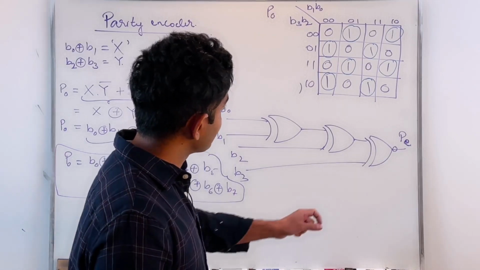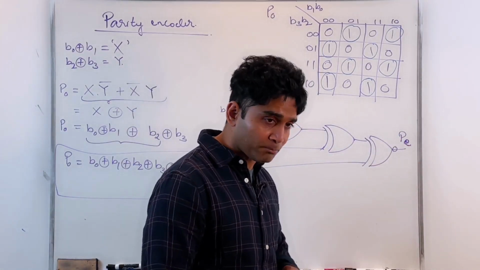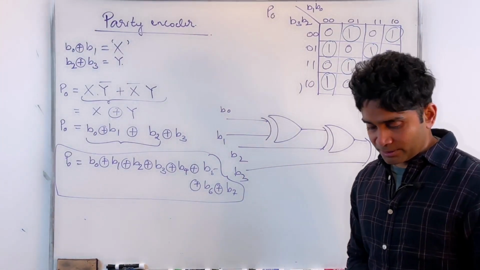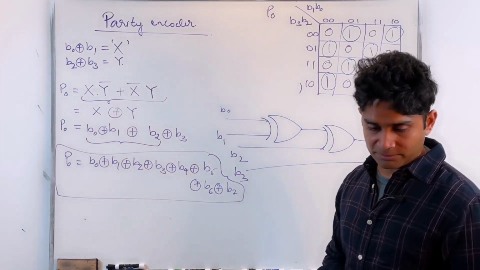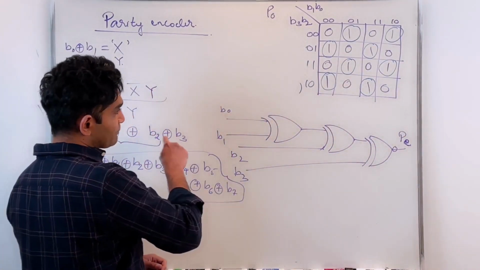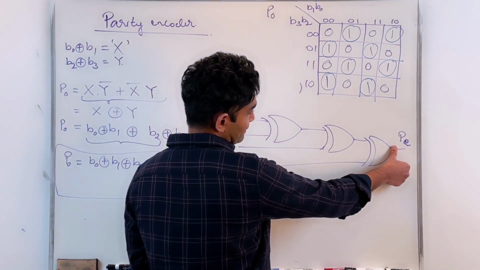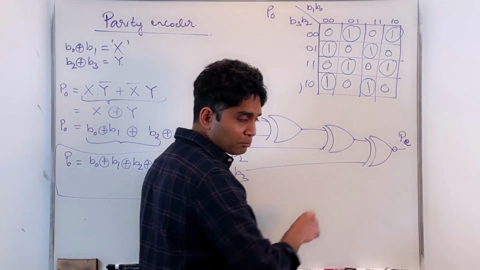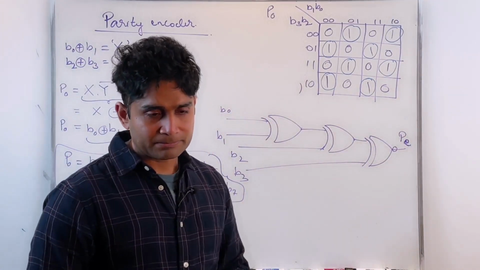Okay, what's the difference between P0 and PE? P0 stands for the odd parity. PE stands for the even parity generated output. Okay, that's the difference. P0, this expression that we derived, is for the odd, so that's why I do not have an inverter here. For even parity, all I have to do is just invert that output. I get the even parity.